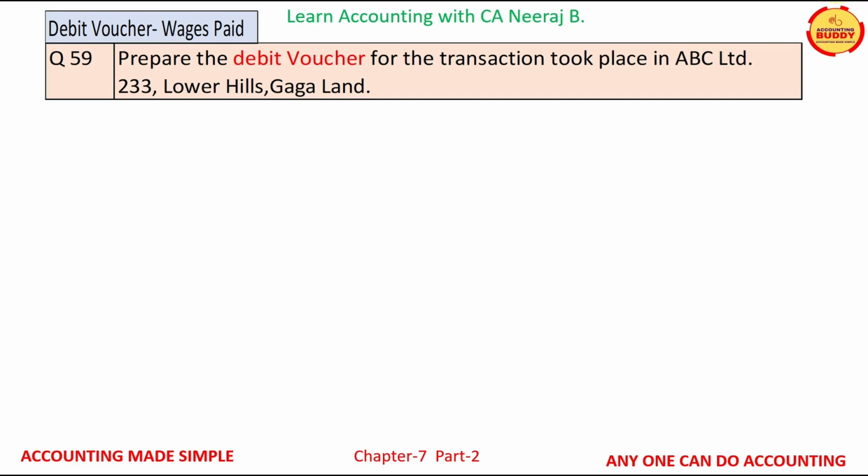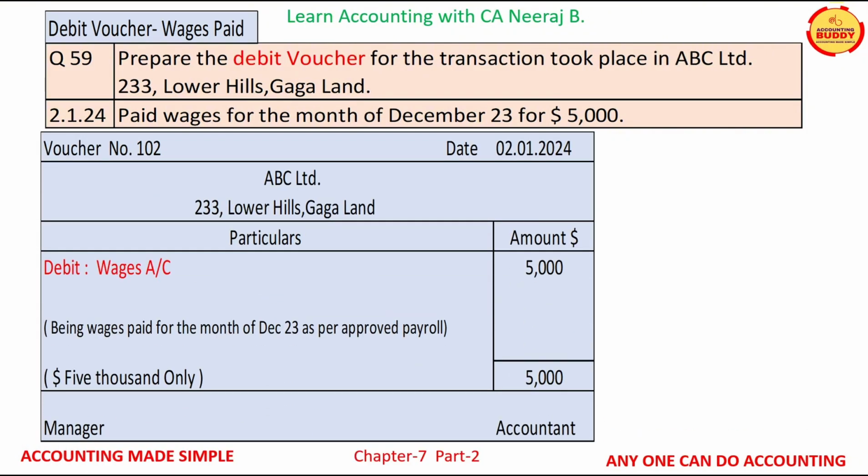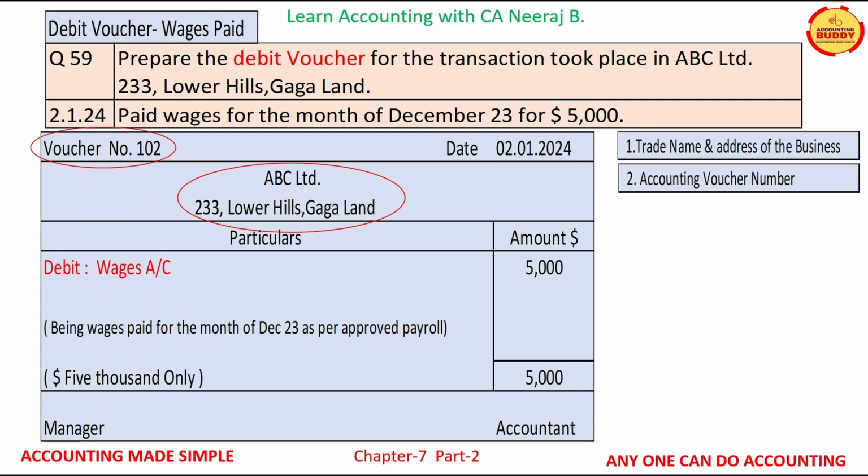Question number 59 on your screens is prepare the debit voucher for the business transaction that took place in ABC Limited. On 2nd January 2024, business paid wages amounting to $5,000 to its staff for the month of December 23. Debit voucher will look like as displayed on your screen. The debit voucher is having the trade name and the complete business address. The debit account voucher number is voucher number 102, dated as 2nd of January 2024.